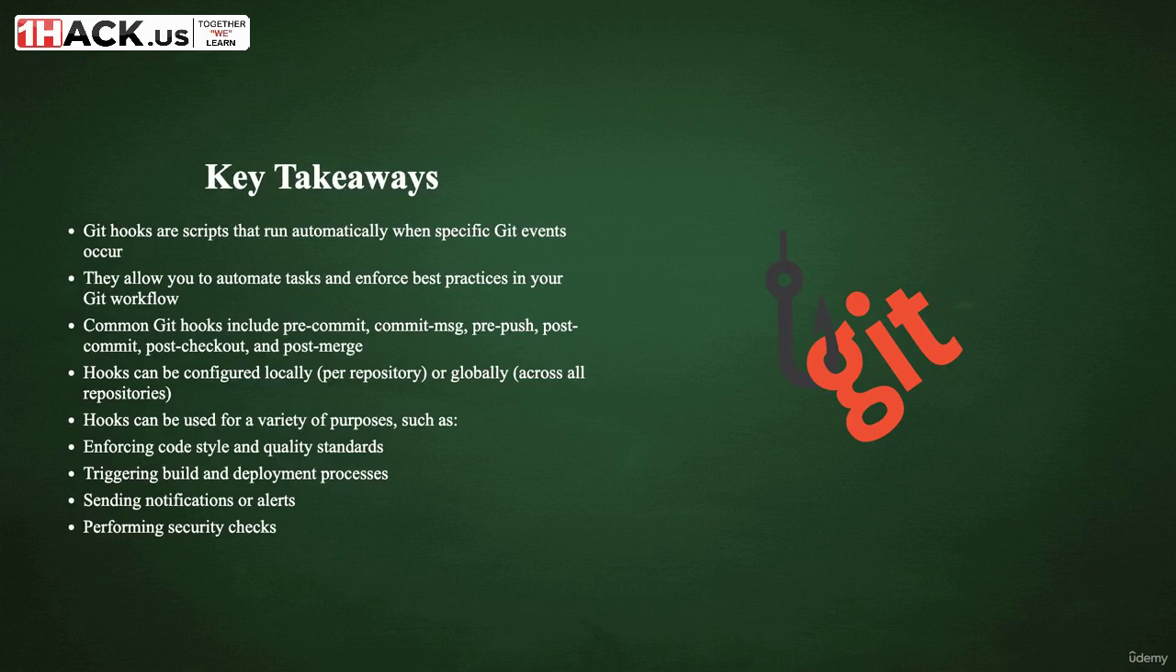Git hooks can be used for a variety of purposes, such as enforcing code style and quality standards, triggering build and deployment processes, sending notifications or alerts, and performing security checks. By leveraging Git hooks, you can streamline your development workflow, improve code quality, and ensure that your team follows best practices. Throughout this presentation, we've explored several examples of how Git hooks can be used to automate tasks and enhance your Git workflow.